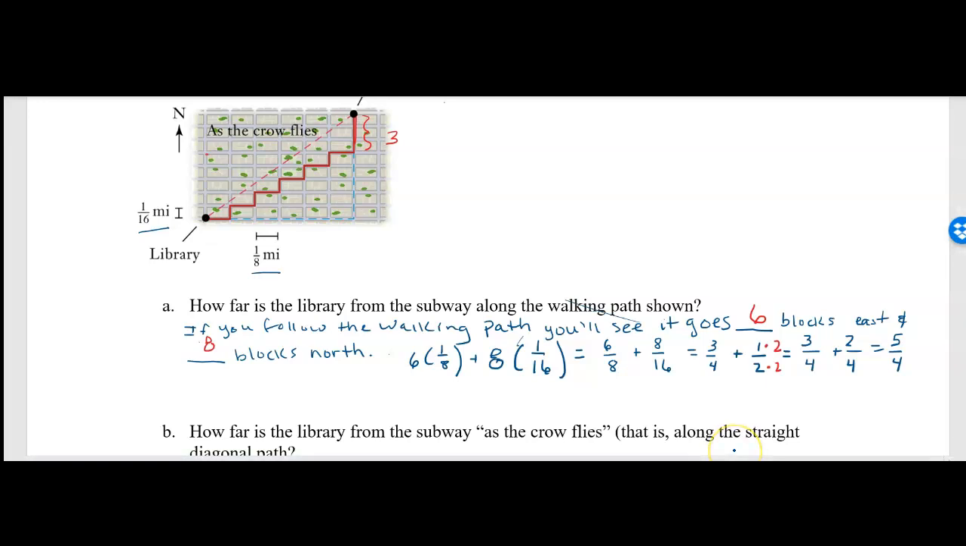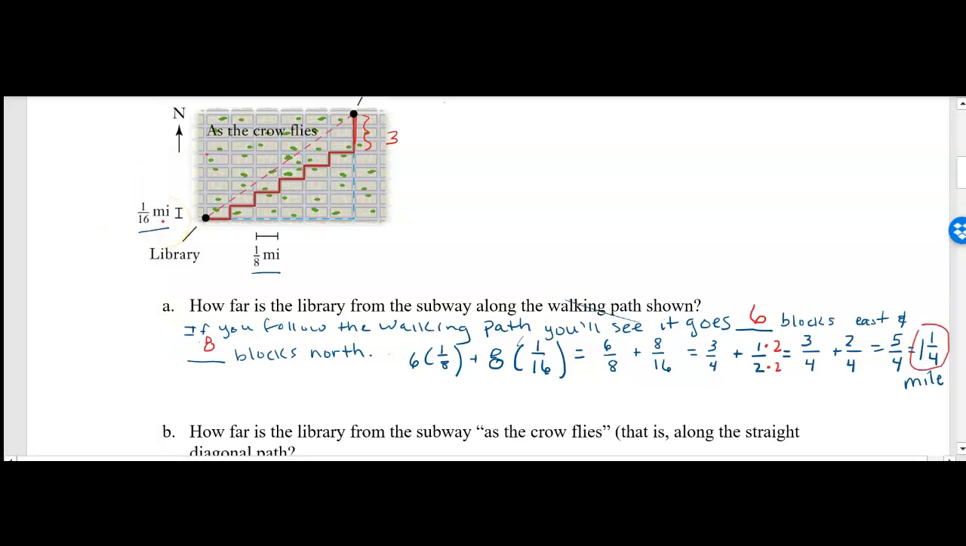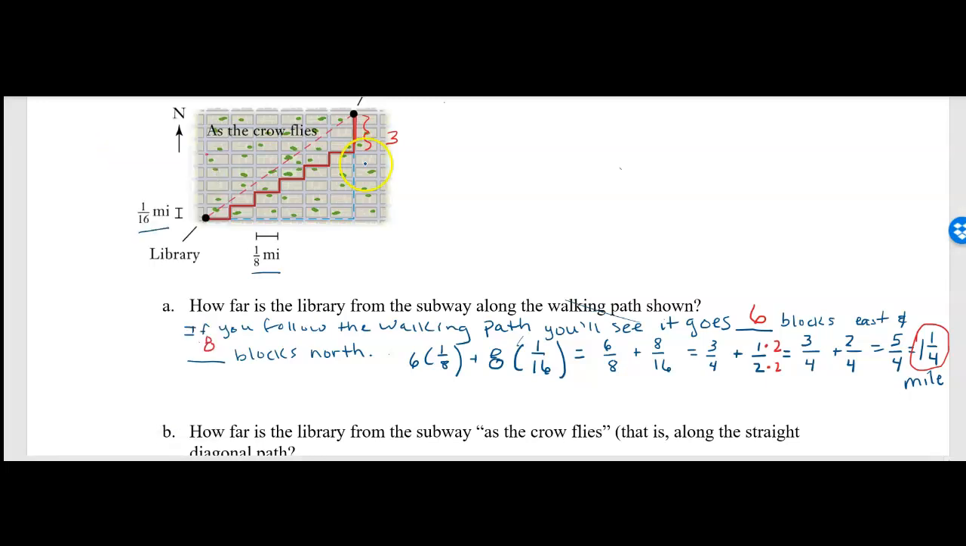Now think about 5/4. That is 1 1/4 of a mile. That's the answer to that part. If you were to do the walking path, you would walk 1 1/4 of a mile.